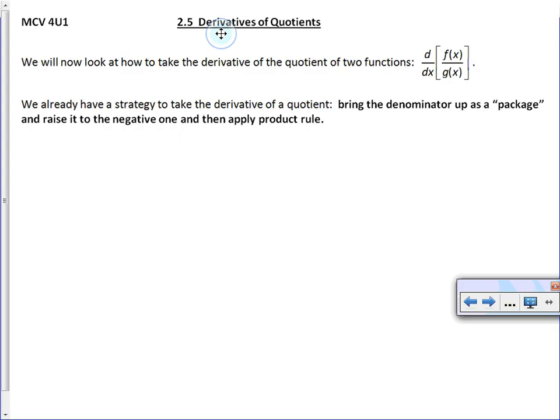All right. So, the last lesson that we're doing to finish off this portion of the unit is derivatives of quotients. Okay? So, we're now going to look at how to take the derivative of the quotient of two functions. d/dx of f(x) over g(x).